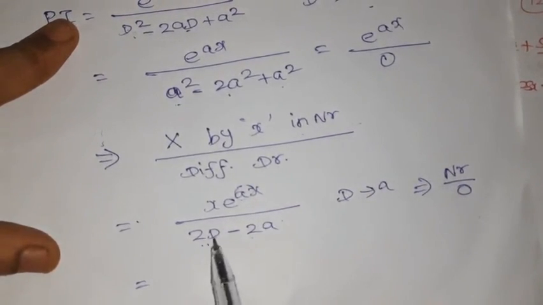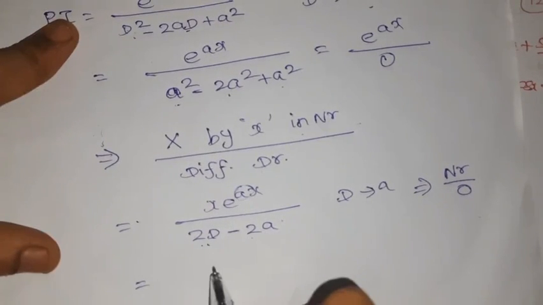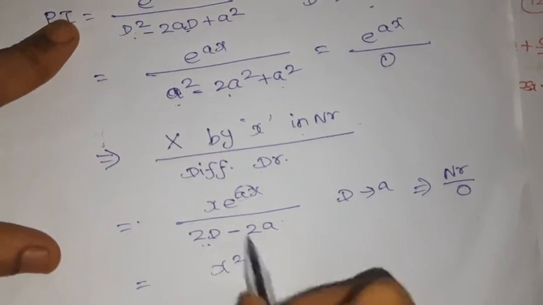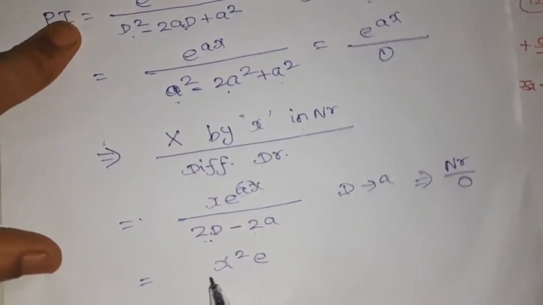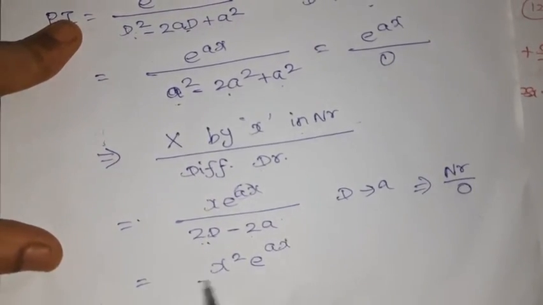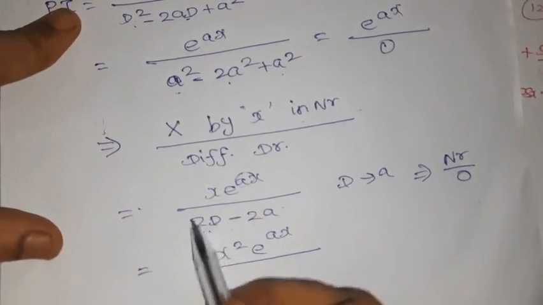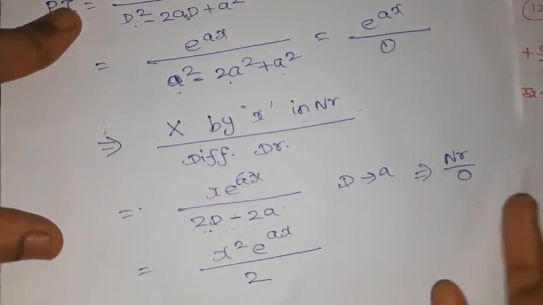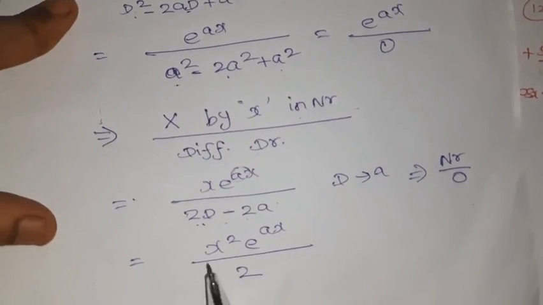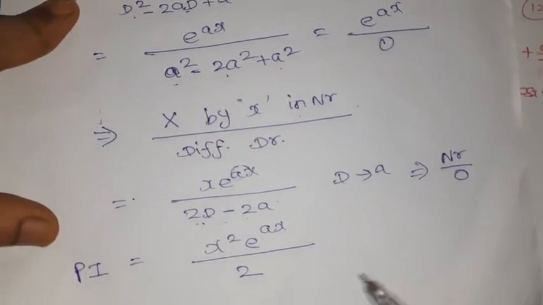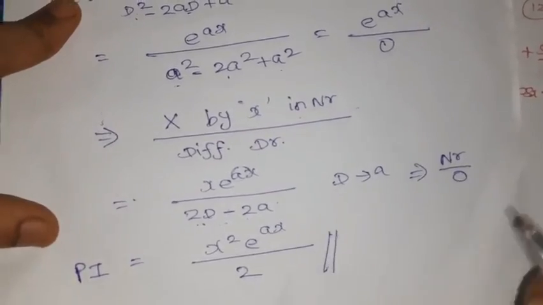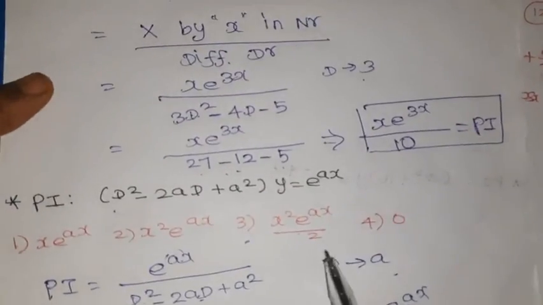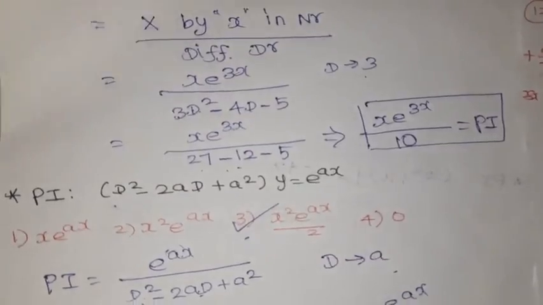So this term, in here x squared, already has an x, and when we multiply with x again, we will get x squared e power x. Then differentiate the denominator term, 2d, we will get 2 only. This is a constant, so we will get 0 when differentiating. Okay, so the particular integral for the given function is x squared e power ax by 2. Option 3 is the right option for this given problem. Okay, we'll solve more problems of this type.